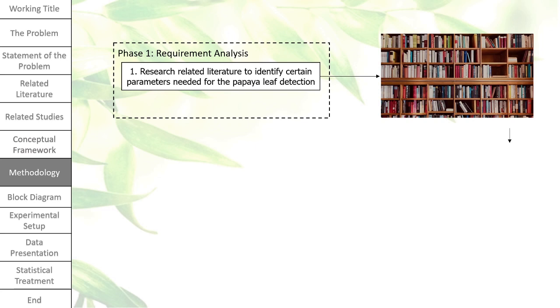This step focuses on gathering data through journals, web sources, published books, etc. Also, interviewing papaya farmers will be done for further knowledge about the diseases. The primary objective of this step is basically classifying the parameters needed for the papaya leaf detection. For the second step, classify different papaya leaf diseases.